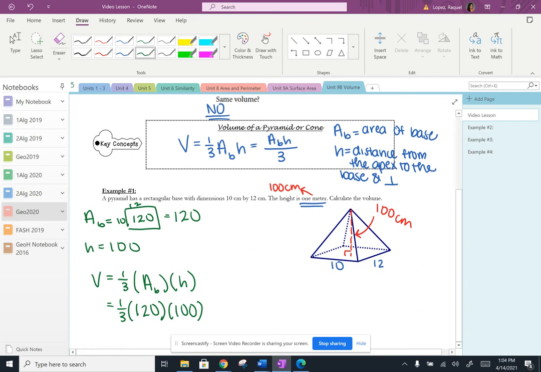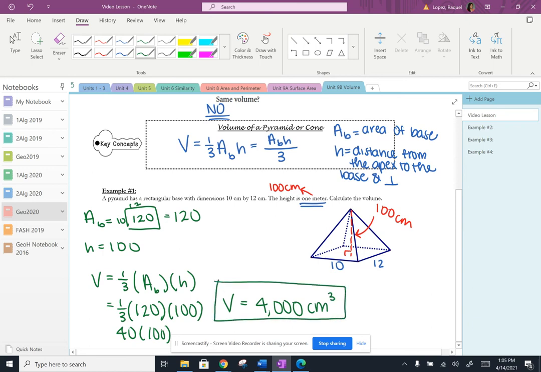I just like to do 1/3 times 120, or 120 divided by 3, and that's 40. So I have 40 times 100, and that gives me 4,000. So the volume here is going to be 4,000. The units that we use are centimeters, feet, meters, or whatever you're measuring in. So we're working in centimeters cubed. That's the unit that we work in when we're trying to calculate volume. Let's go ahead and try example 2.